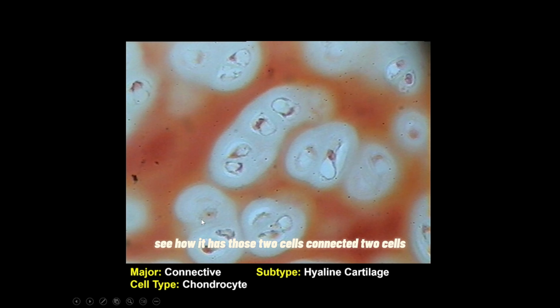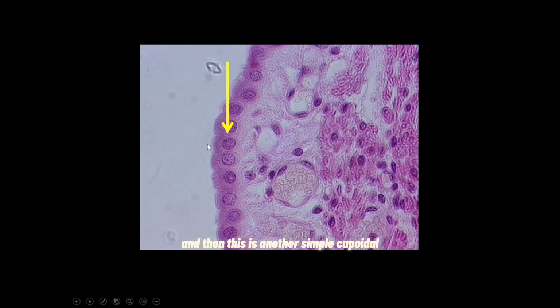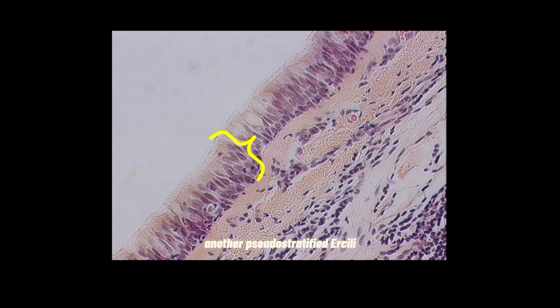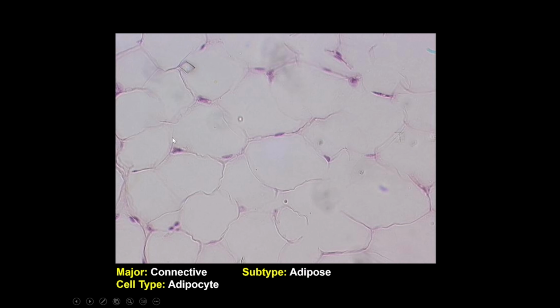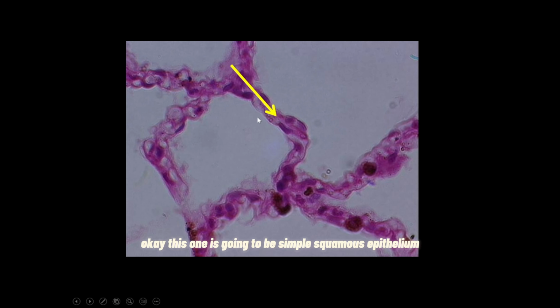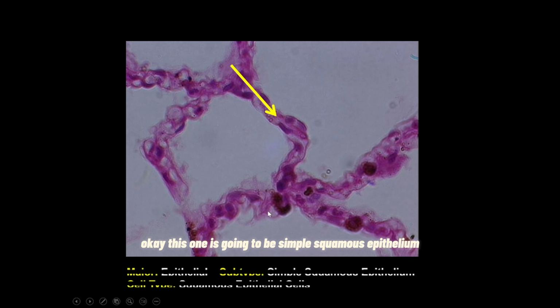Okay, and then this one's going to be hyaline cartilage. Kind of looks like adipose because of the cells, but hyaline cartilage is always going to have like these two cells connected. You see another hyaline cartilage? See how it has those two cells connected? Two cells. And then this is another simple cuboidal. Another ciliated pseudostratified columnar epithelium. Adipose. Okay, this one is going to be simple squamous epithelium.